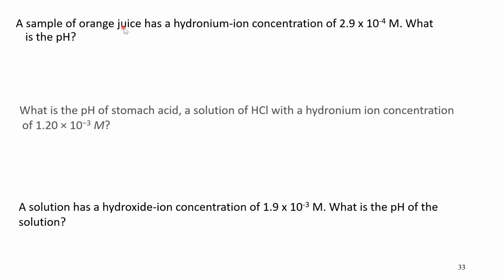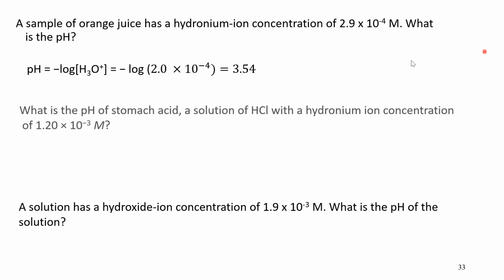A sample of orange juice has a hydronium ion concentration of 2.9 × 10⁻⁴ molar. Calculate the pH. Okay, so let's just do that question first. You're given the hydronium ion. You want to calculate the pH. Now, keep in mind, there are 2 significant digits in your hydronium ion concentration. So you're going to want 2 decimal places in your pH.